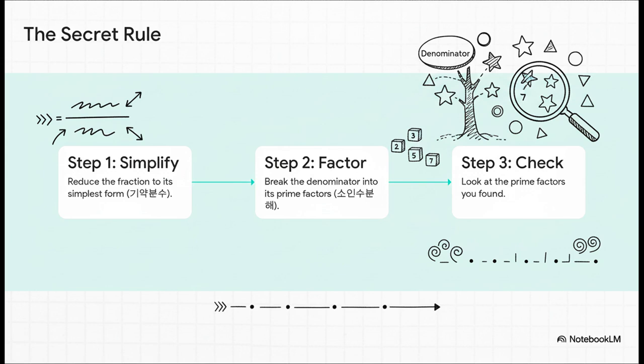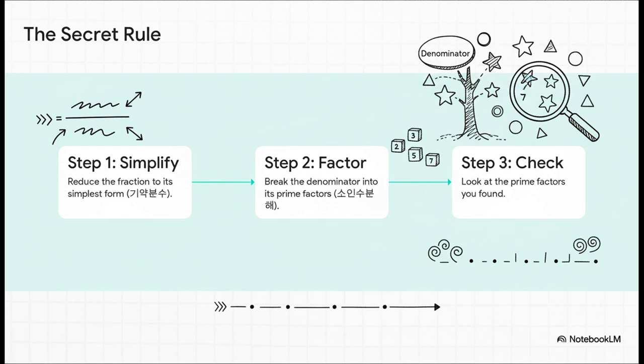First, and this is important, make sure your fraction is simplified all the way down. Step 2, we focus on that denominator, the bottom number. We need to break it down into what we call its prime factors. Now, that might sound a little scary, but trust me, it's not. Prime factors are just the basic prime numbers, like 2, 3, 5, 7, that multiply together to create your number.